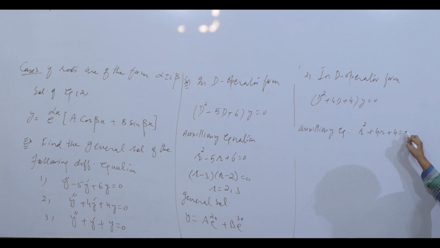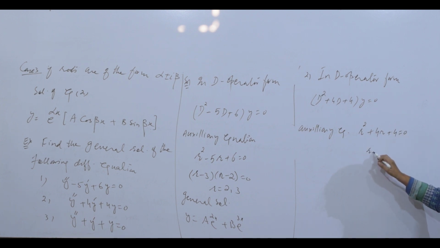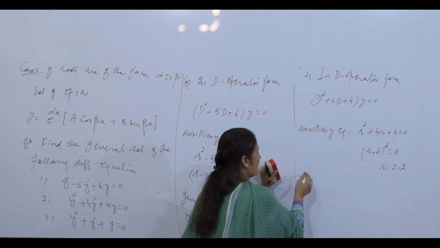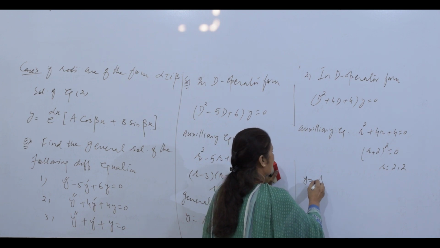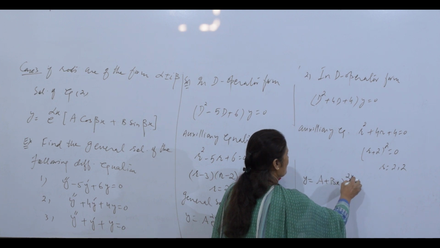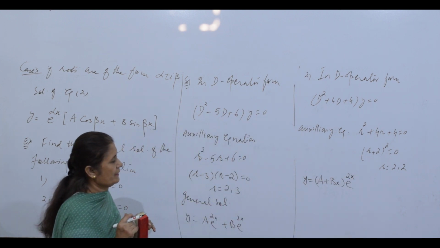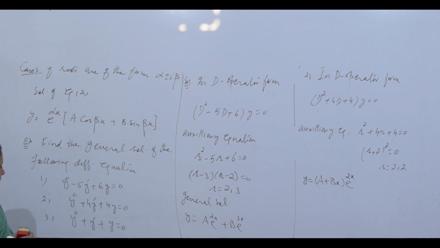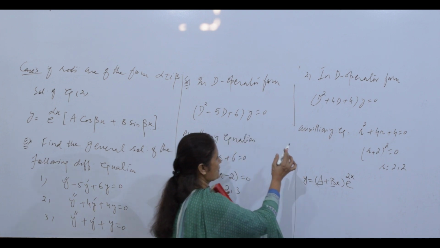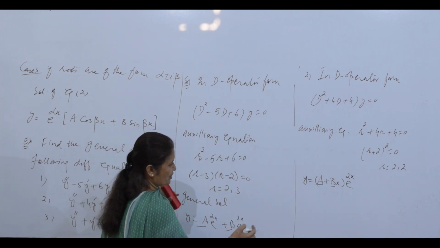r square plus 4r plus 4 equal to 0. This is r plus 2 whole square equal to 0, a complete square. So r is equal to minus 2 and minus 2, because a polynomial of degree 2 has 2 roots, which are real repeated. Then the solution will be A plus Bx times e to the rx, where r is minus 2. This is going to be the solution. Two constants appear because we are solving a second order equation. There are 2 constants each time.